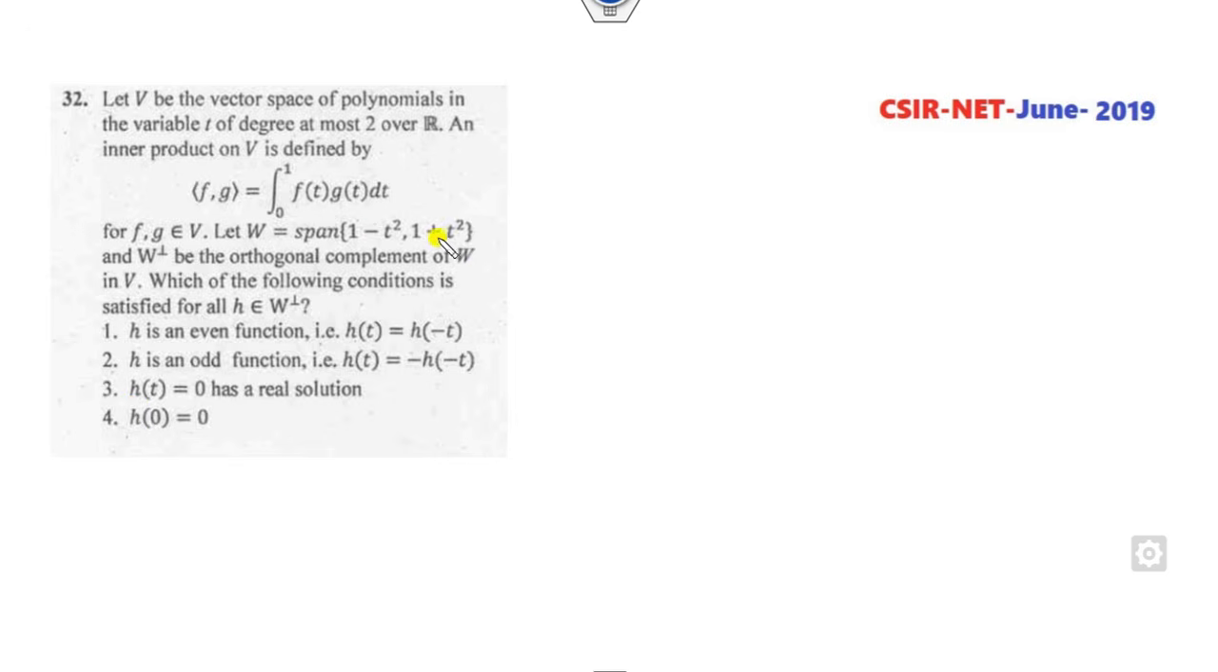Okay, look at this one. This is an inner product space. W is my span of 1 minus t square, 1 plus t square. V is the vector space of polynomials of degree at most 2, so it has dimension 3. Of this, W is the orthogonal complement. So which of the following is there? H is even and so on.